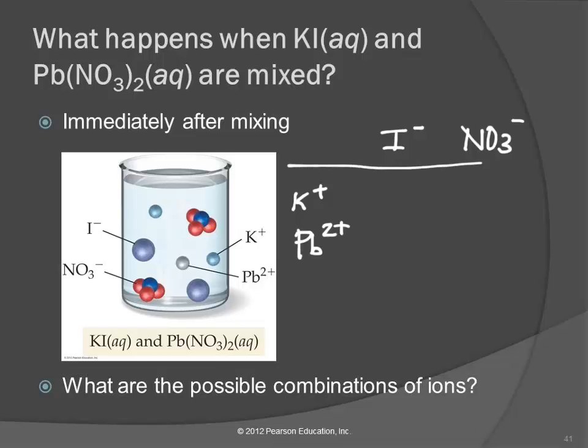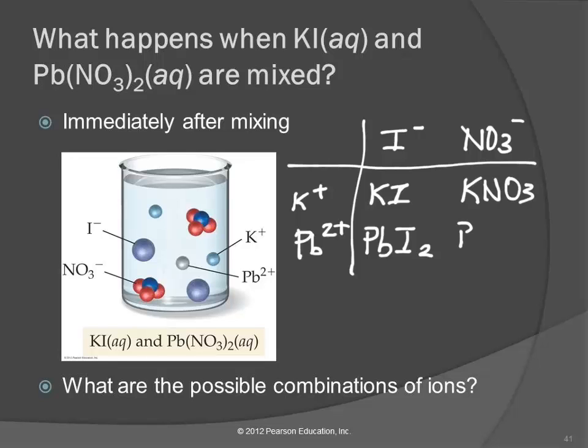So what are the possible combinations? Well, you have to have a positive and a negative. You can't combine two negative ions or two positive ions. So we could have potassium with iodide, which would give us KI. We could have lead with iodide, and that would be PbI₂. We could have potassium with nitrate, or we could have lead with nitrate. Those are the possible combinations between those four ions.